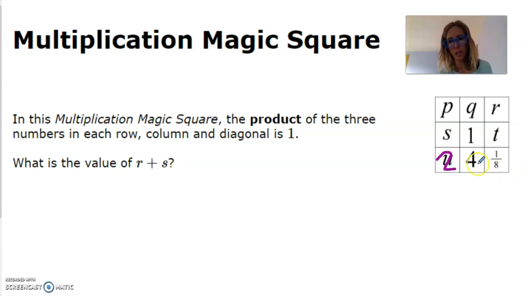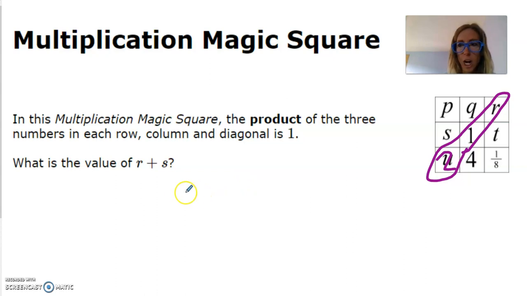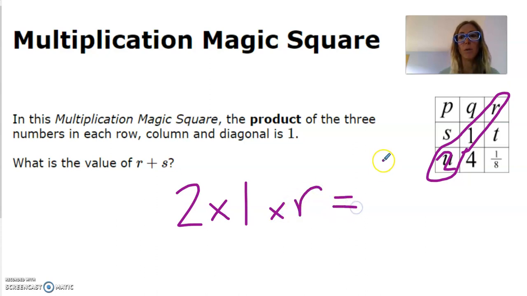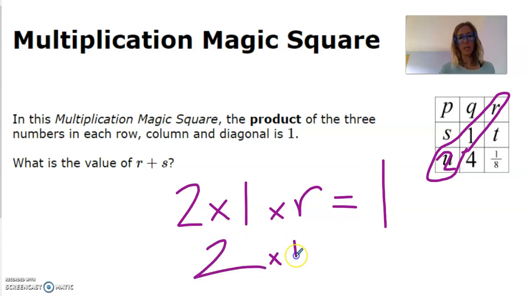Okay, so now where would you go? Well, I'm liking this diagonal right here. This diagonal, I could find what R is. 2 times 1 times R is supposed to be what? That product is supposed to be 1. Okay, well, 2 times 1, that's awesome. That's 2. Times some number gives me 1.